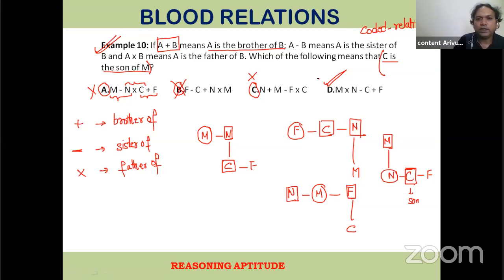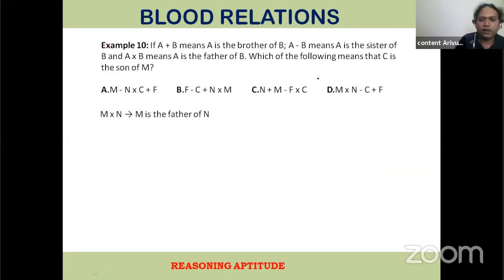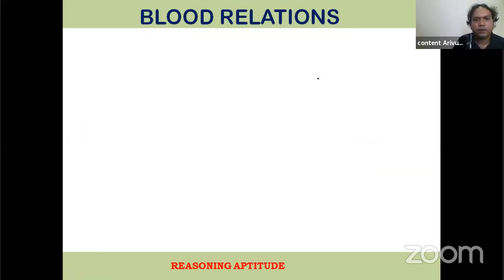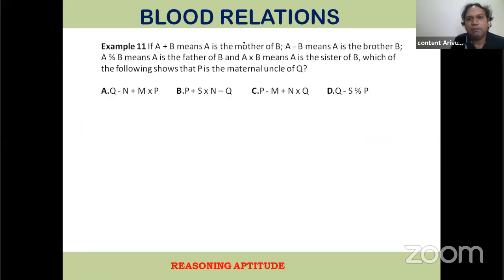Now let's go to the next question here. Again, coded relations. Example number 11 here. Work out the question and tell me the answer. Which of the following shows that P is the maternal uncle of Q? P is the maternal uncle of Q.